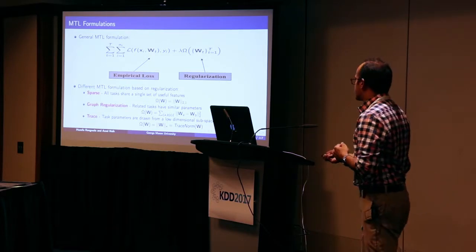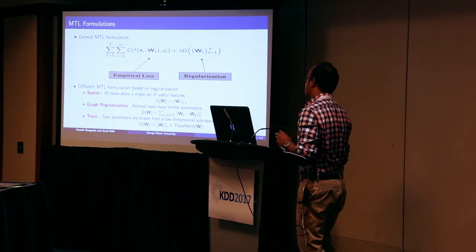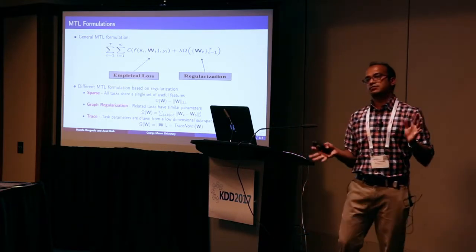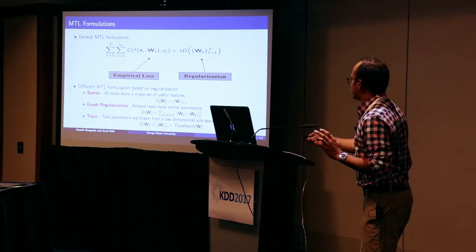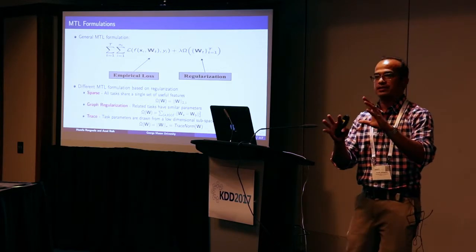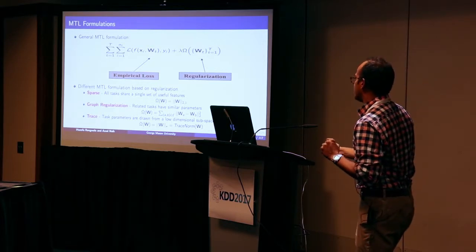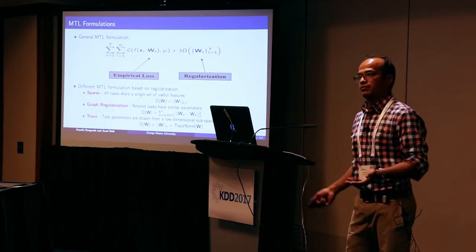Okay? Now this one is a little bit harder to explain, but all it says is that the task parameters are drawn from some low dimensional common subspace, right? So it's like this, but a little bit better, because now I assume there are some common subspaces that exist between the tasks, and you need to find the trace norm of that large W matrix to compute that.